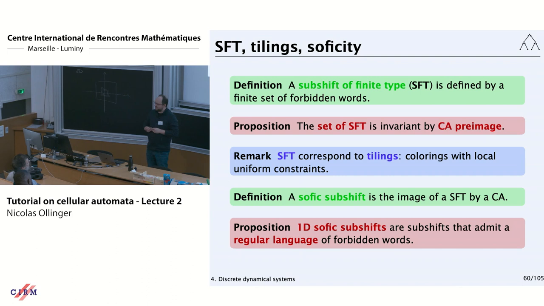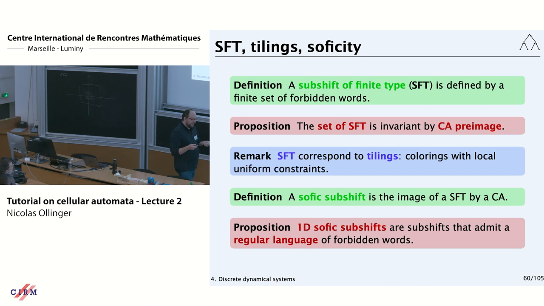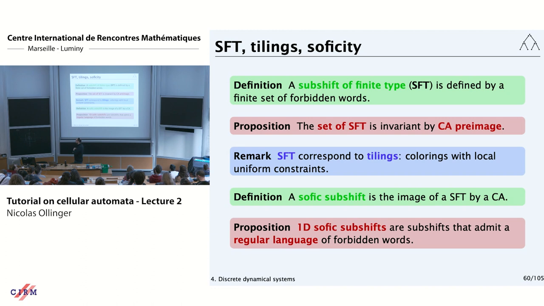Okay. So, I believe the other things are not completely wrong. Sometimes you can take a finite set of forbidden patterns when you are lucky with your subshift. So those are the SFT, the subshifts of finite type. And what is nice about a subshift of finite type is that if you have a cellular automaton, as it's defined by a local rule, you can easily find all the finite patterns in a pre-image that would generate forbidden words of your subshift. So the set of SFT is preserved when you take the pre-image by your cellular automaton. Right?